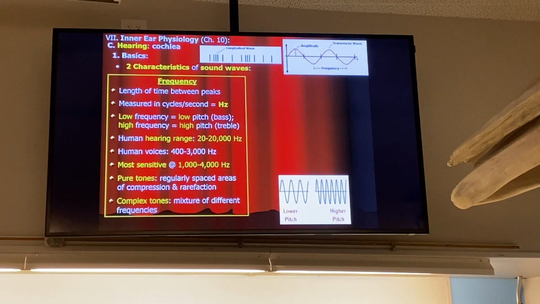And there are pure tones where all the crests match up, and complex tones where they're coming at you at all different times. So there are very different ways.